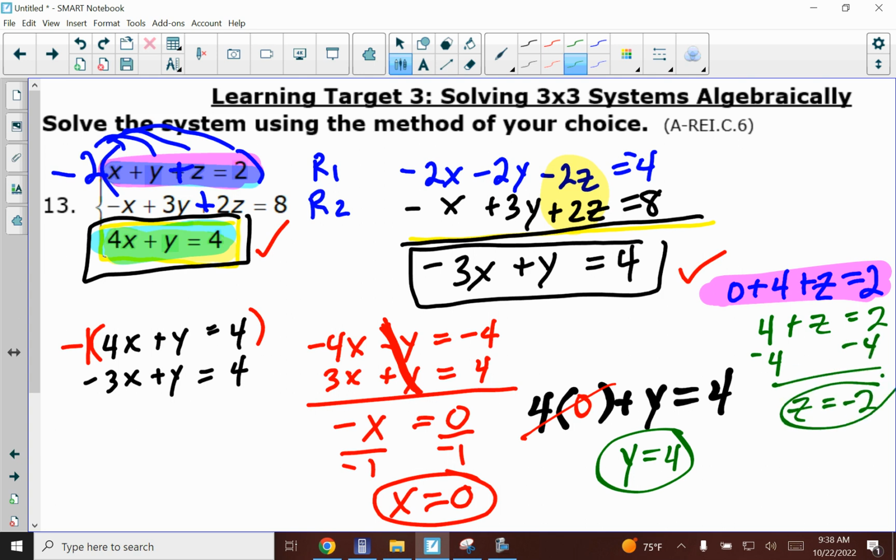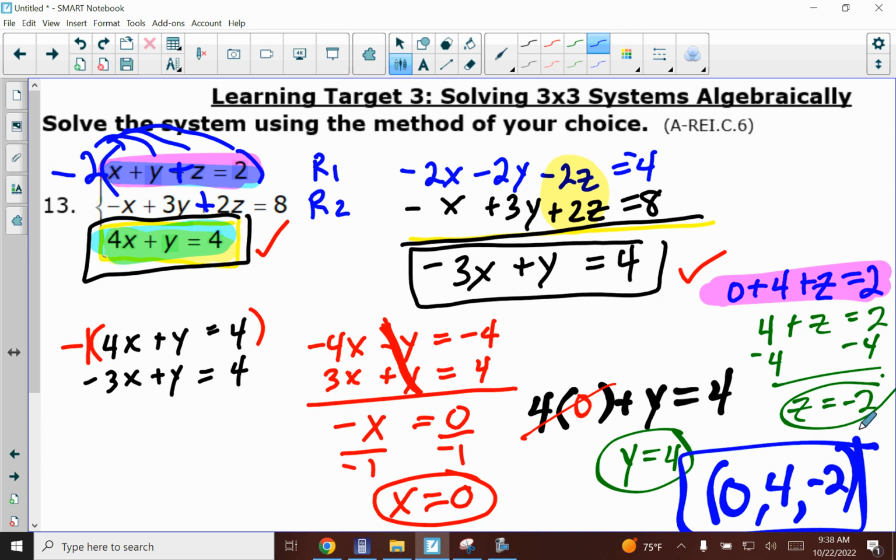So my final answer should be written as an ordered triple. So x goes first, and then y, and then z. So that right there is my final answer. Now that was very long-winded and a lot of work. So I want to show you another way you could do this.